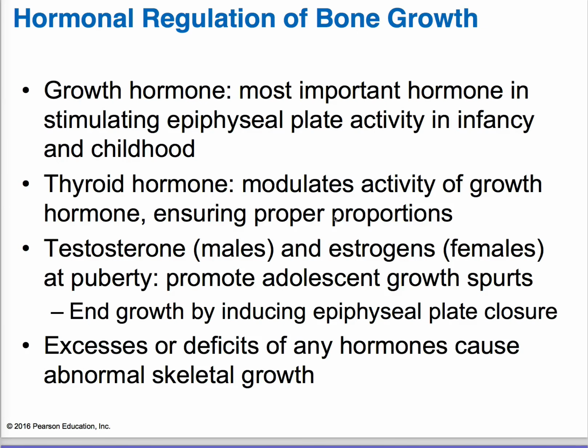Now, the next hormones, testosterone and estrogen, are also known as the sex hormones. In males, you're talking about testosterone, and in females, estrogen. This promotes adolescent growth spurts. Also, towards the end of adolescence, this hormone starts the epiphyseal plate closure. So it ends the growth. Having too much or too little of any of these hormones can cause, among other things, abnormal skeletal growth.